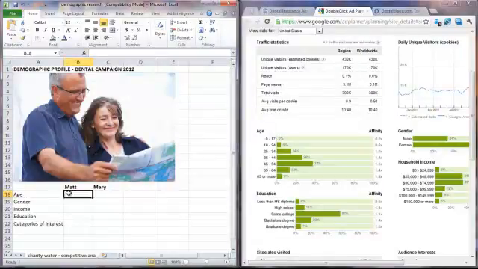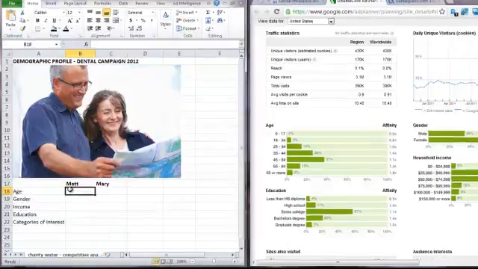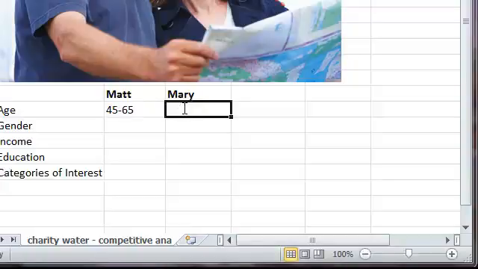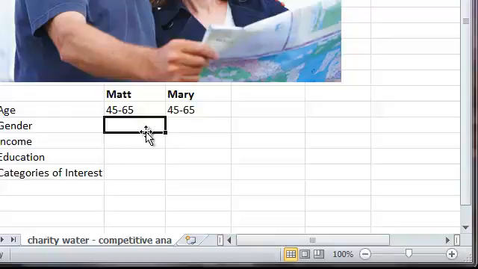So as I'm seeing here, I'm starting to get a picture of what Matt and Mary look like. So I know that Matt and Mary are between 45 and 65. Most likely, since these numbers are the heaviest, Matt and Mary are probably close to 50 to 55. But that might be a little too targeted for us. So Matt is a male and Mary is a female, and they both make probably around 50,000. So we'll go 25 to 75. Okay.